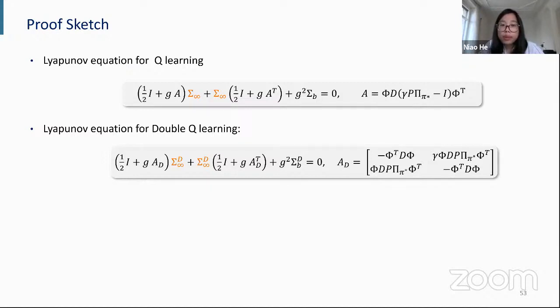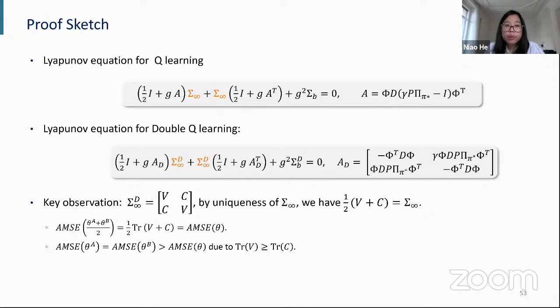And we can also write down the corresponding matrix A for the double Q-learning algorithm. Again, this is what we have shown before, and you can also show that this matrix is Hurwitz. If you select the step size G properly, then you can show that this matrix here is also a Hurwitz matrix. And now the basic observation: because of the symmetric nature of this matrix A of the double Q-learning algorithm, you can show that the asymptotic covariance term should have this special structure, which is also symmetric.